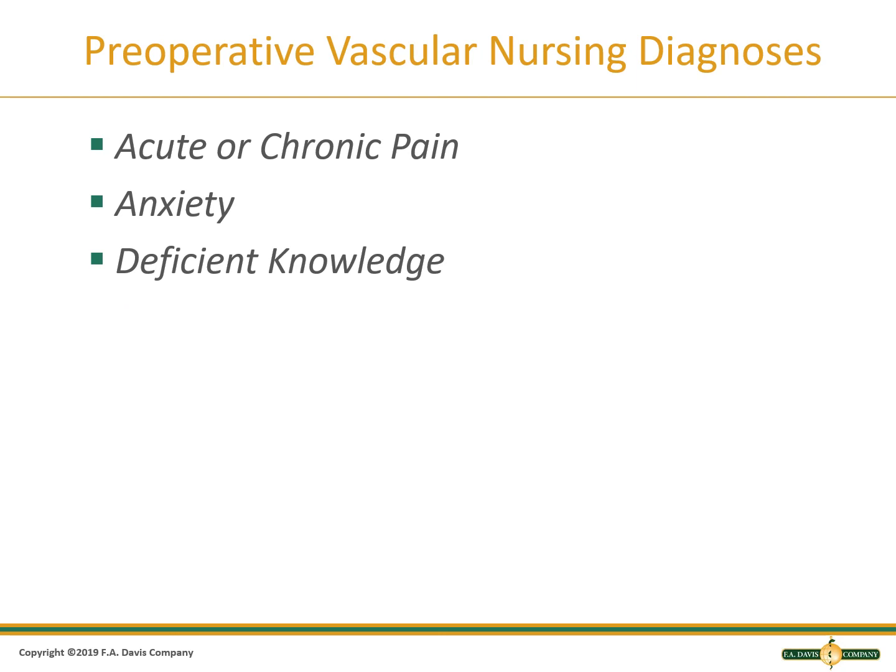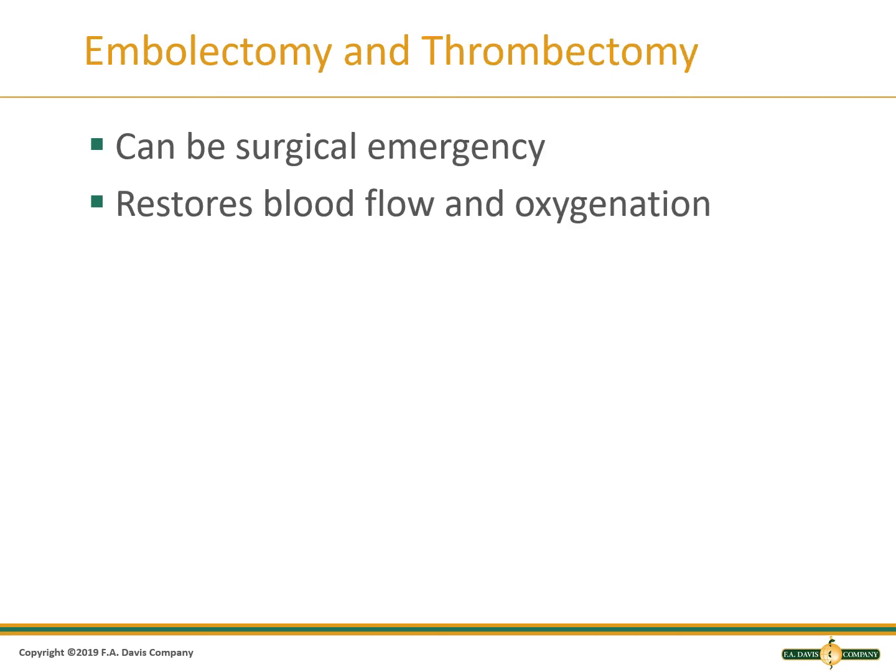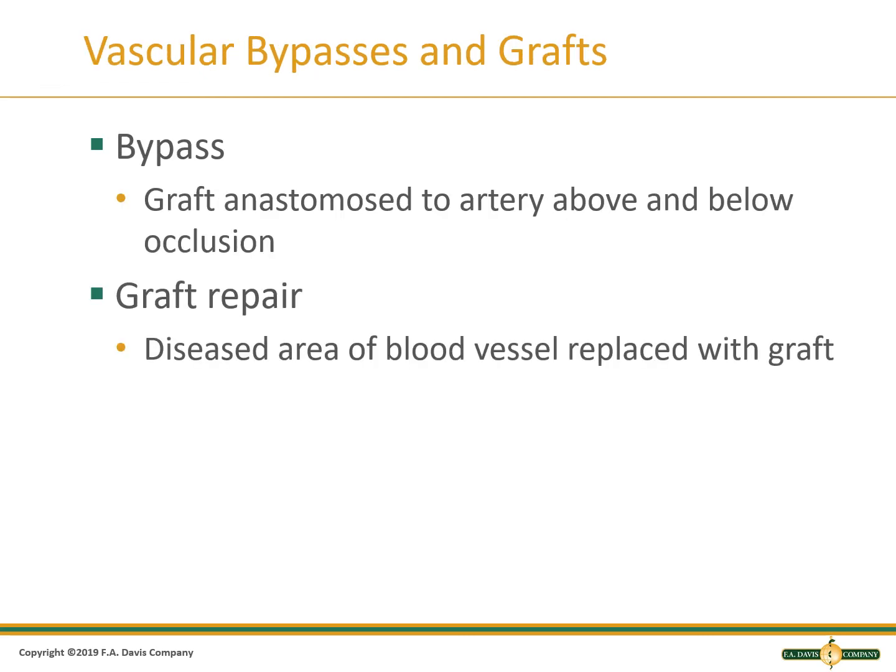Preoperative vascular nursing diagnoses include acute or chronic pain, anxiety, and deficient knowledge. When an artery becomes completely occluded by an embolus or thrombus, it is considered a surgical emergency. Surgical removal aims to restore blood flow and oxygenation to the tissue distal to the occlusion to decrease ischemia and necrosis. As discussed earlier, vascular bypass involves the use of either autografts.